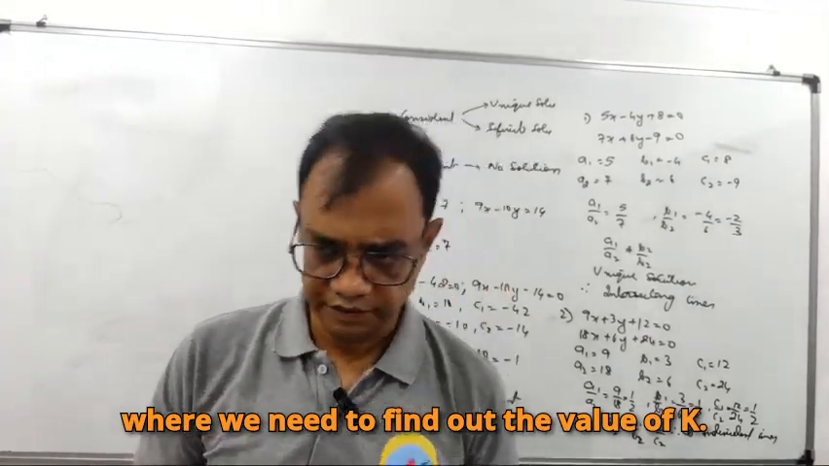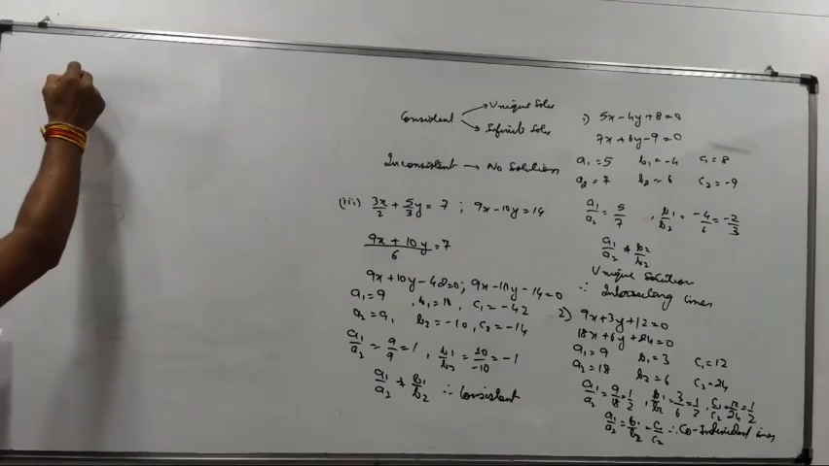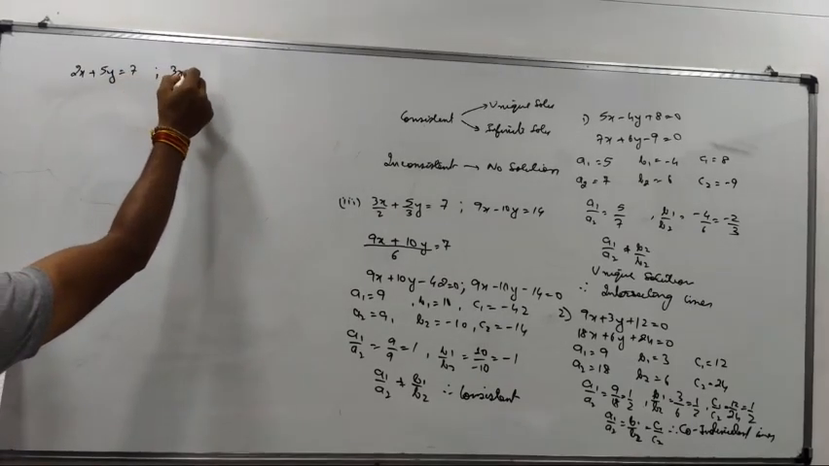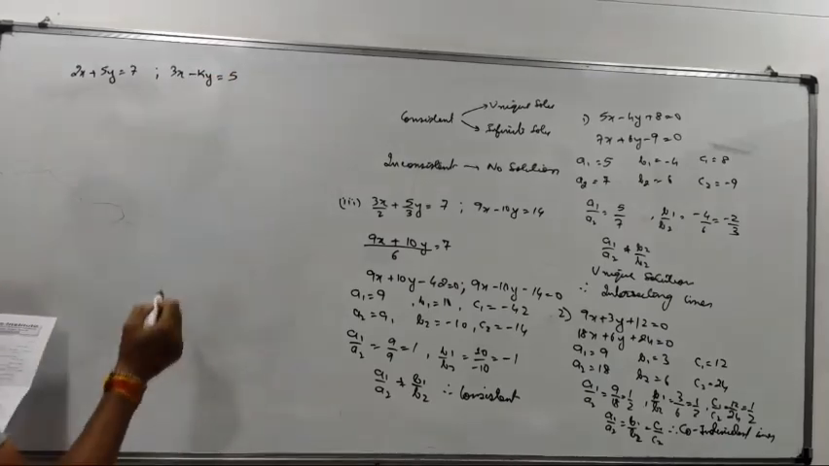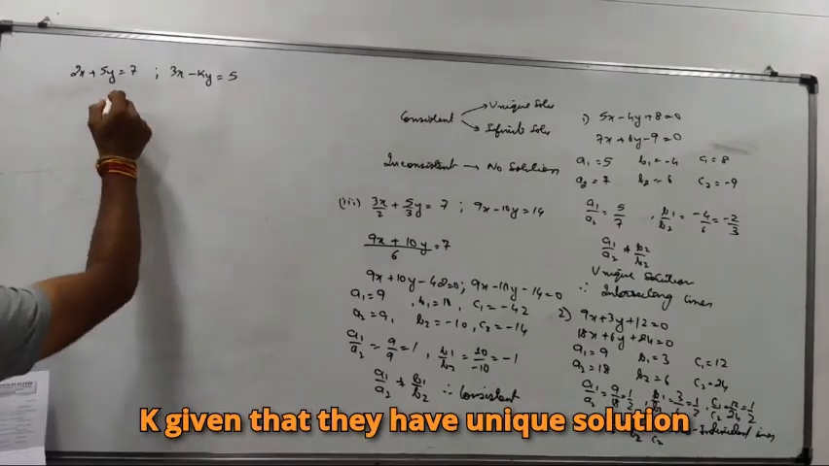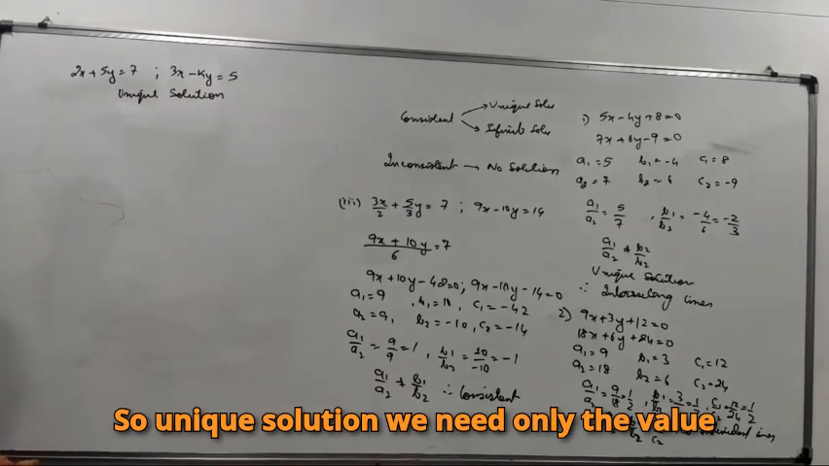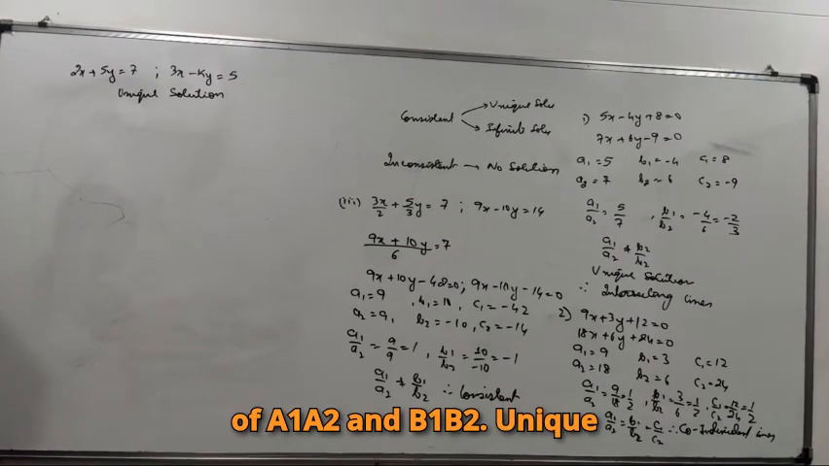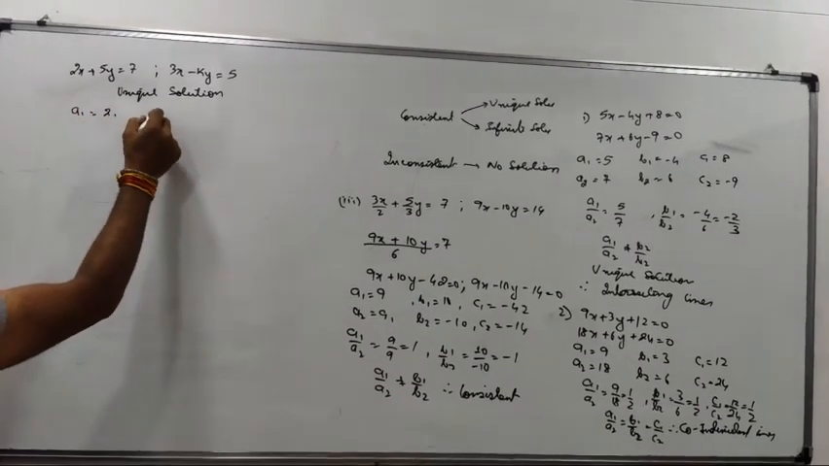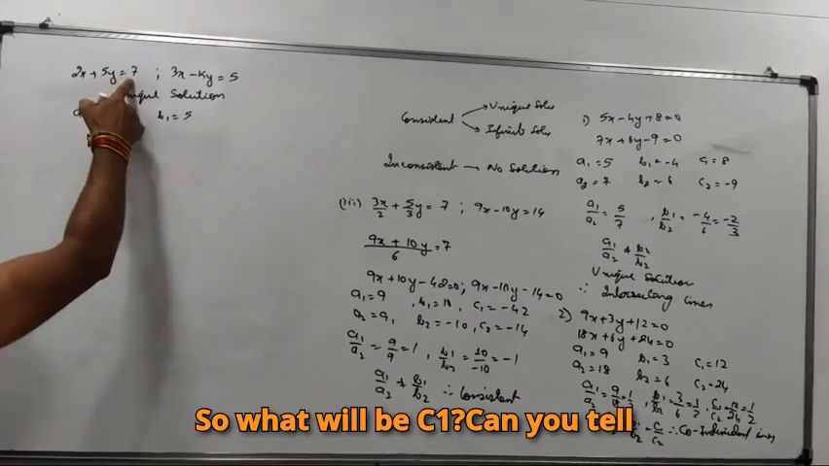Where we need to find out the value of K. So here you need to find out the value of K, given that they have unique solution. So unique solution, we need only the value of A1, A2 and B1, B2. Unique solution, you have this condition. So what is A1? 2. B1? 5. We can write C1, but presently not required. So what will be C1? Can you tell me?